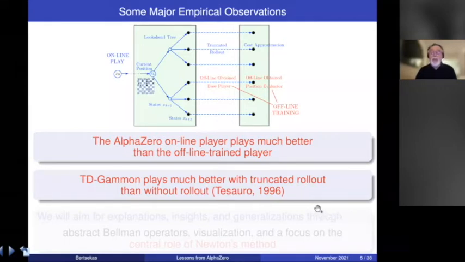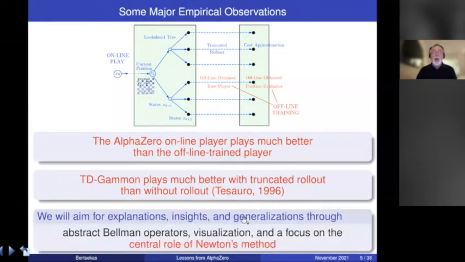Now, these are empirical facts, and what we aim to do is to explain them, draw insights from them, and generalize them to other contexts by using abstract dynamic programming ideas, abstract Bellman operators, visualization for the most part to draw insight, and we will focus on the central role of Newton's method. This is the key new research that I'm going to present today, how Newton's method ties everything together.